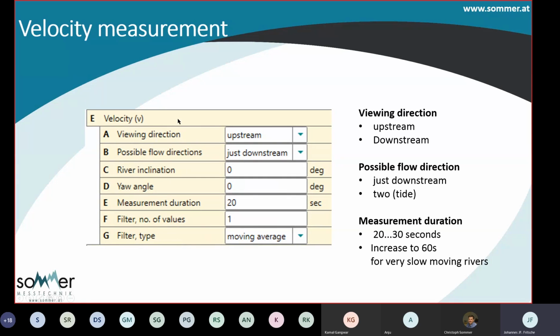This is also shown here in the setup of the velocity section of the setup. So the viewing direction, in this example upstream, the possible flow direction downstream, and the measurement duration, in this case 20 seconds.